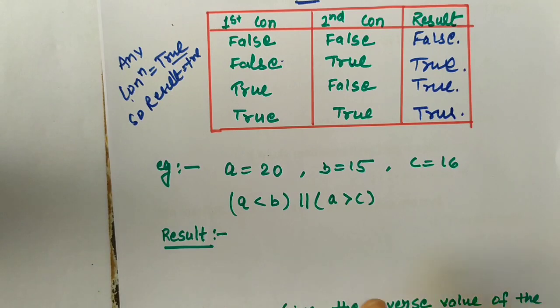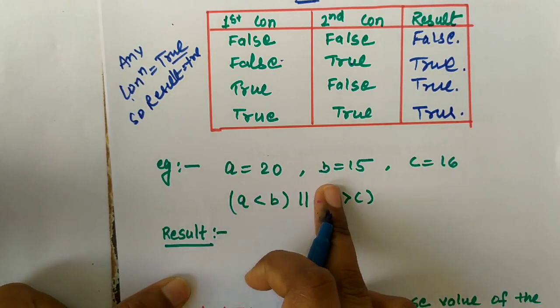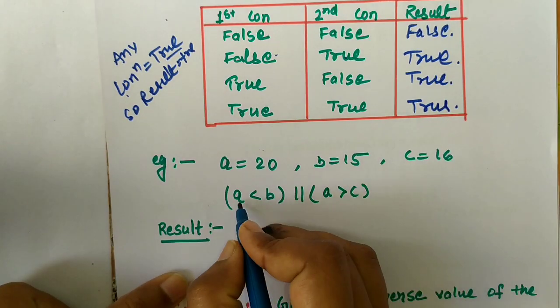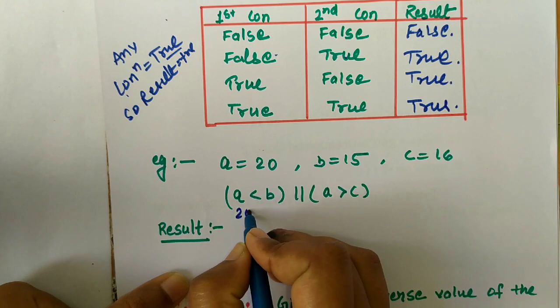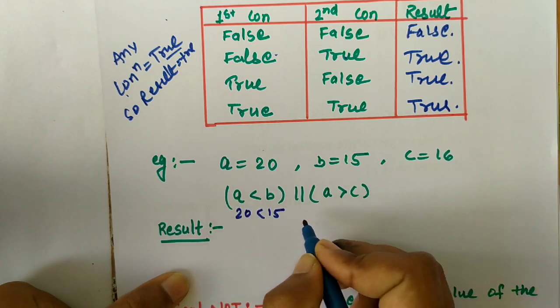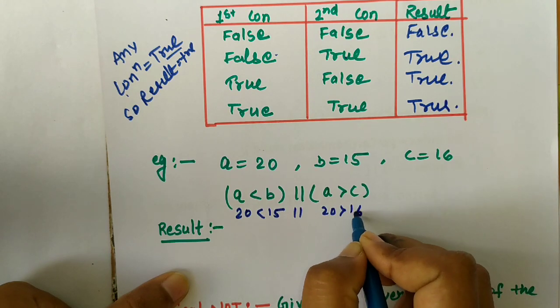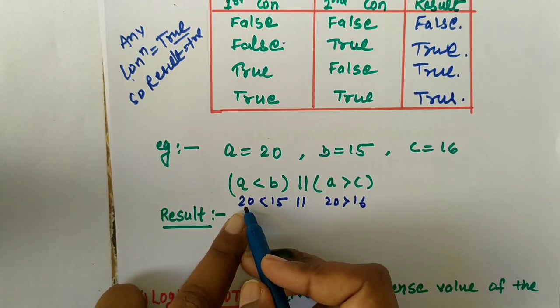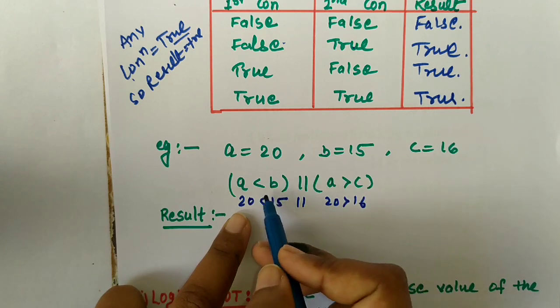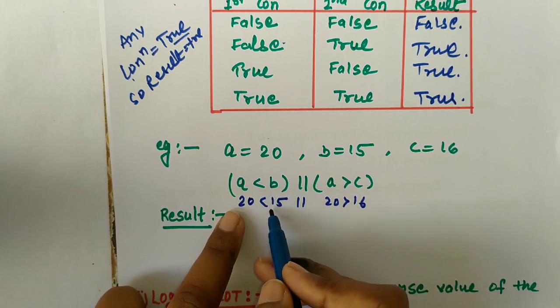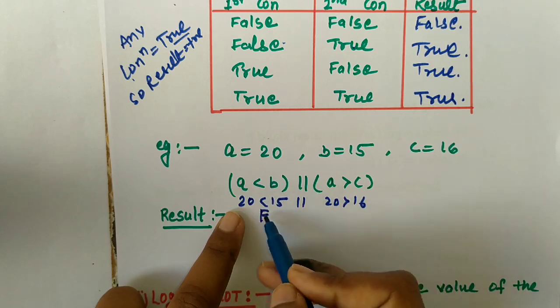Here is a question related to the logical OR operator. A is equal to 20, B is equal to 15, C is equal to 16. Put the value of A: the value of A is 20 less than 50, or the value of A is 20 greater than 16. Here, 20 less than 50. This is false, because 20 is not less than 15. So this is false.